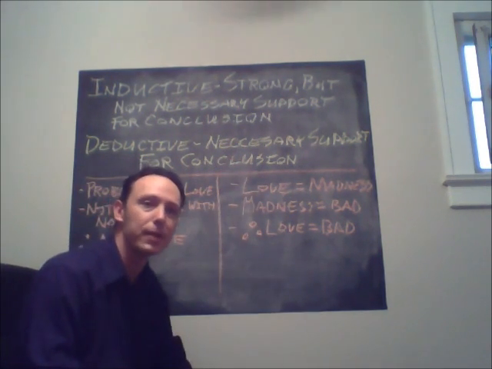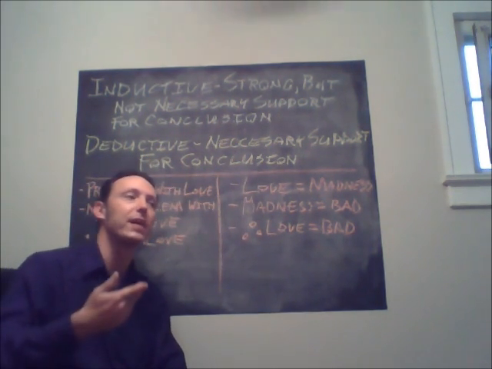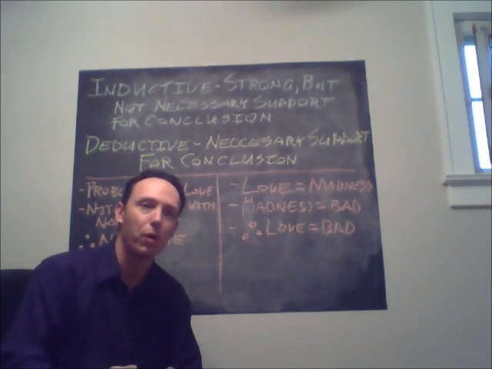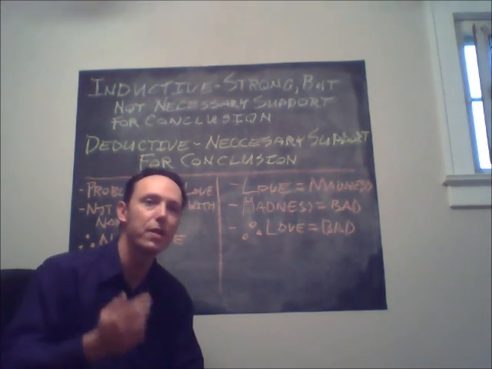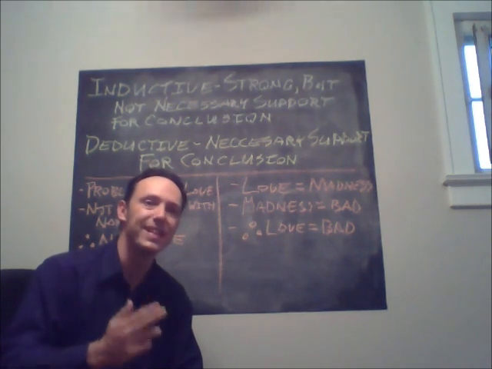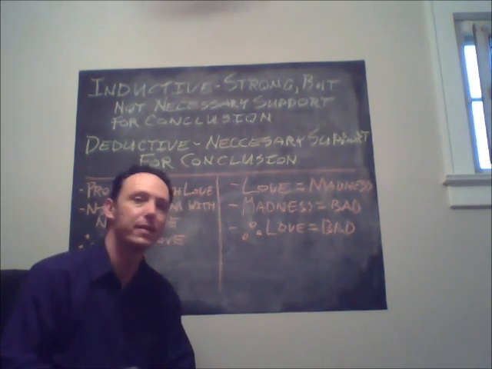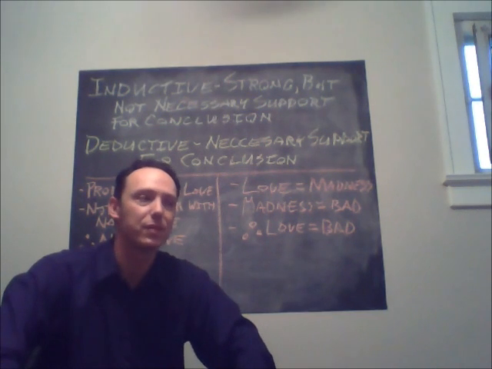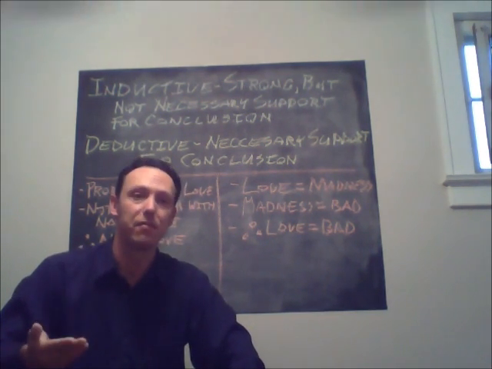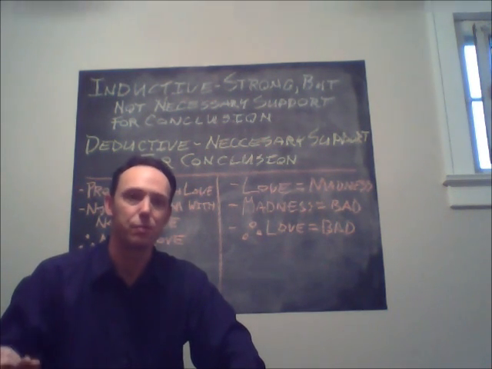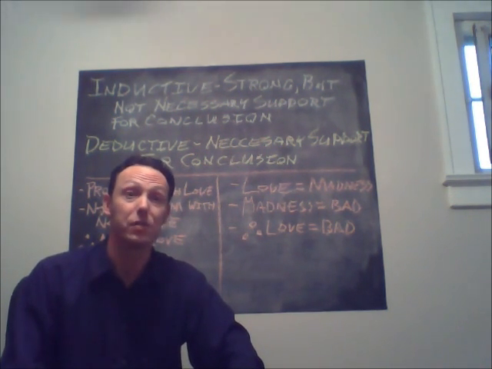Now, in Socrates' speech, when he strengthens Lysias' argument, he strengthens it from an inductive argument to a deductive argument. A deductive argument provides necessary support for the conclusion. That is, if the premises are true, the conclusion must necessarily follow. Right? So the classic example of this is: all men are mortal, Socrates is a man, therefore Socrates is mortal.